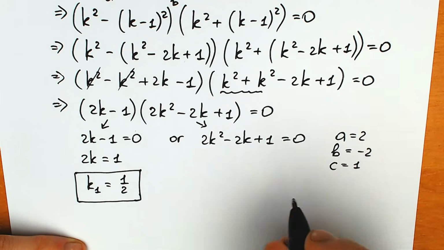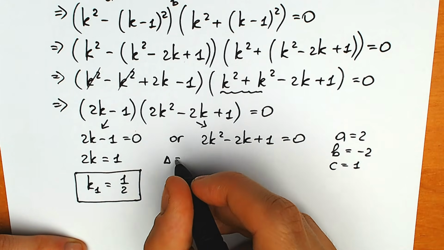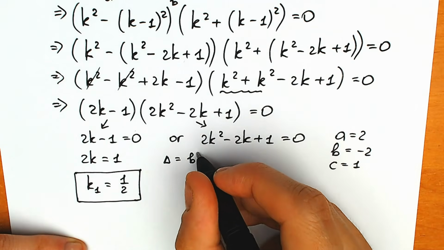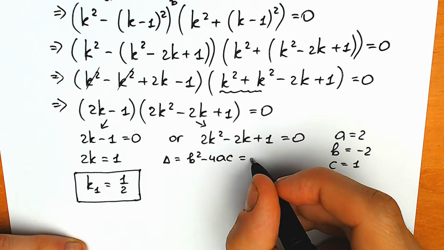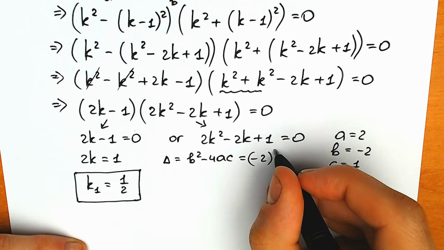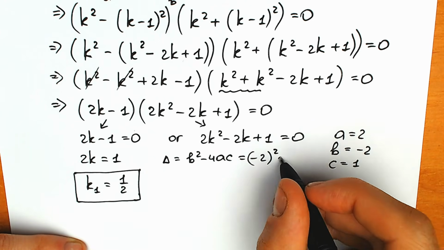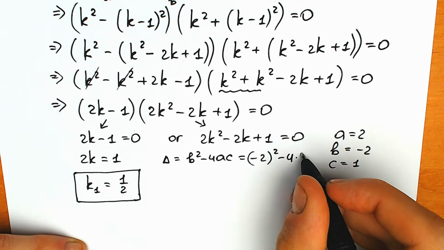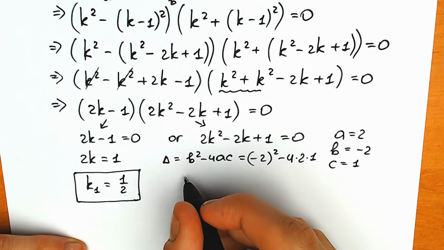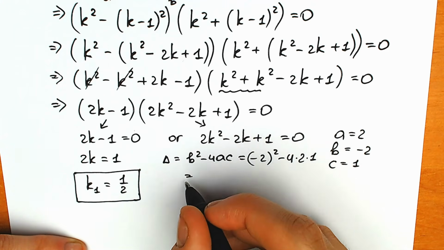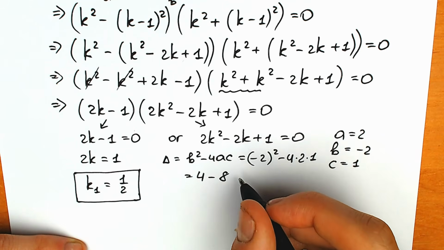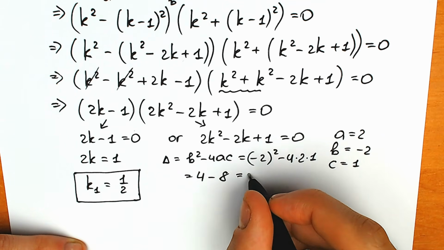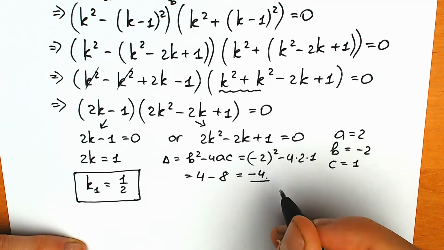And let's, for example, solve for the discriminant quickly. We have b squared minus 4ac, equal to minus 2 squared minus 4 times 2 times 1. As a result, we have minus 2 squared, 4, minus 4 times 2 equal to 8. So 4 minus 8 equal to minus 4. So our discriminant is negative.